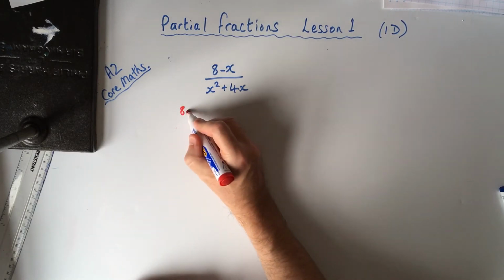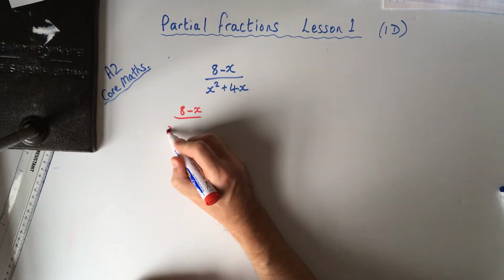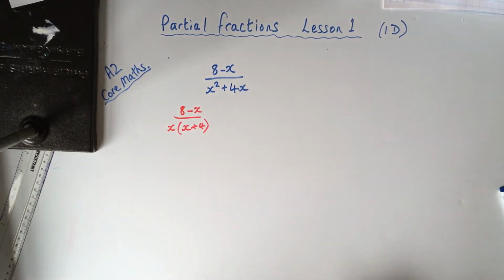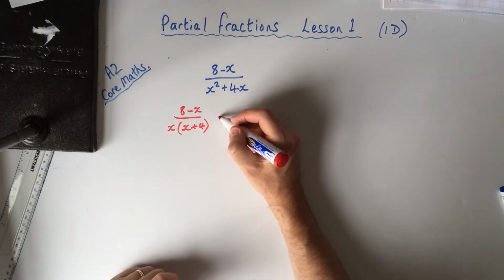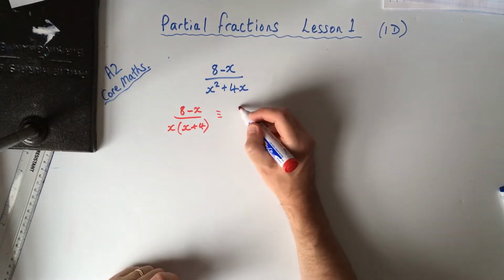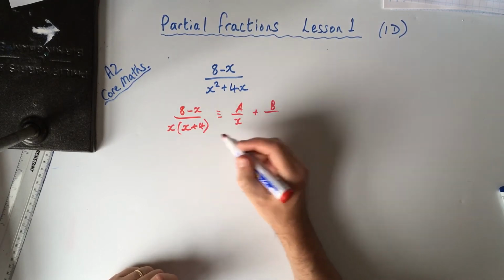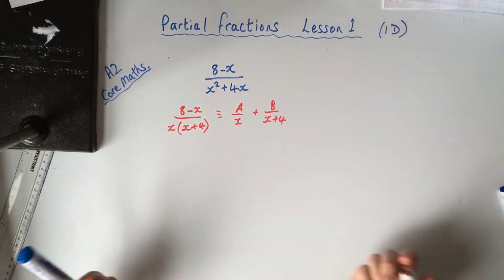So a little bit of work with this one first, not a lot of work actually, is to factorise and get your factors at the bottom, your denominator. So factorise the bottom. Then this can be written as something over one factor plus something else over the other factor, which is x plus 4.